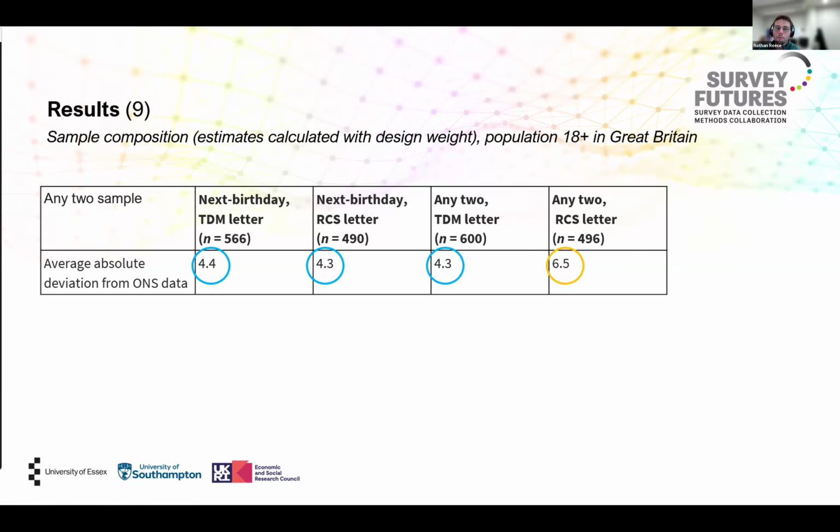Overall, if we sum up all the differences to the population benchmark, we can see that the NE2 and RCS letter group had the worst representation on aggregate, whereas the other three cells were basically the same. So there's some more suggestion that the cell that had the lowest response rate was maybe the survey that had the lowest quality.